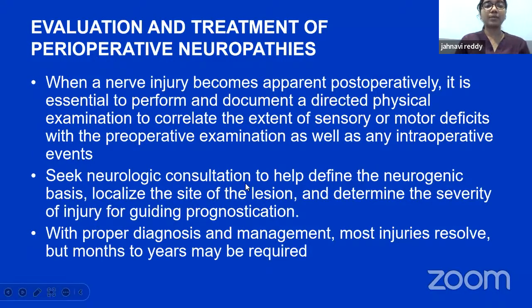Evaluation and treatment of perioperative neuropathies. When a nerve injury becomes apparent postoperatively, it is essential to conduct a directed physical examination to correlate the extent of sensory and motor deficits with the preoperative examination as well as intraoperative events. As I said earlier, if any neuropathies are present preoperatively, due to the stress of the surgery, it might exacerbate the neuropathy postoperatively. So we should assess the preoperative neuropathy properly so that we can know postoperatively whether any increase in neuropathy is seen or not.